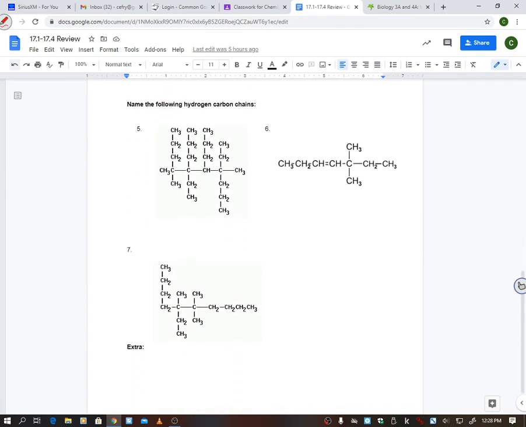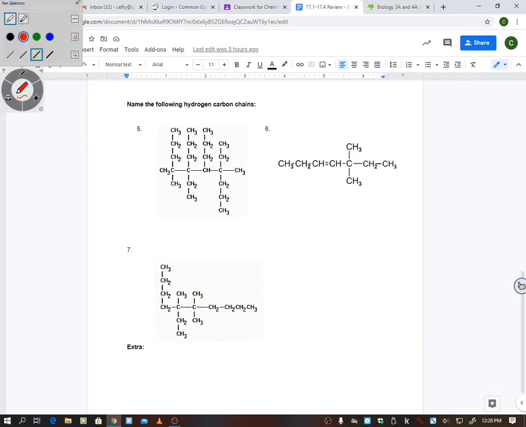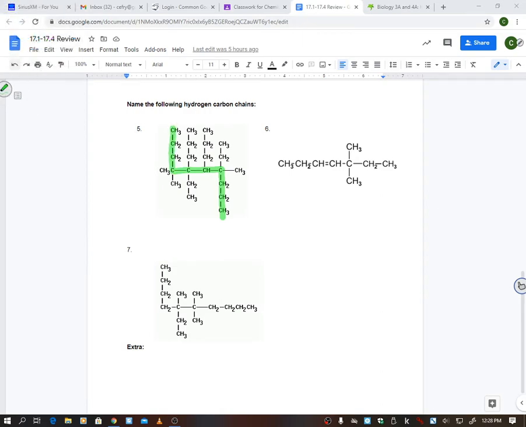Name the following hydrogen-carbon chains. I'm going to give them a chance to try to do these, and then I'll go back through and work these with them. So what I'm going to do is use my highlighter here. Let's do the green. I'm going to highlight my longest chain. Just looking here, it's going to be that. That will be my longest chain.